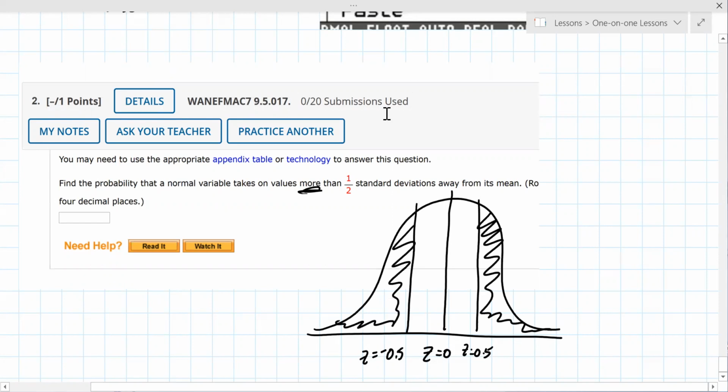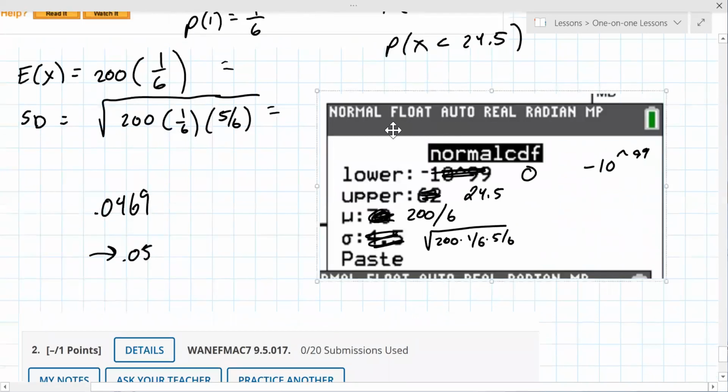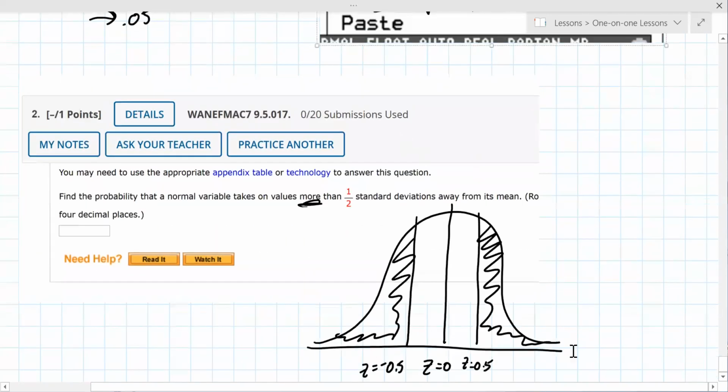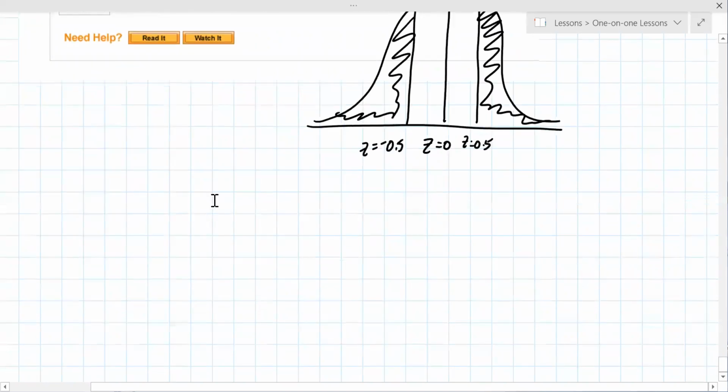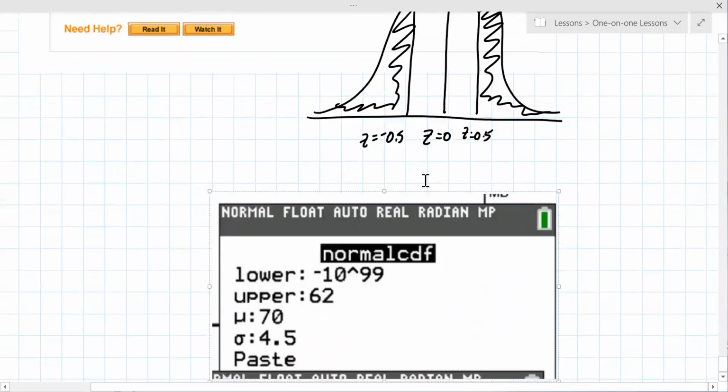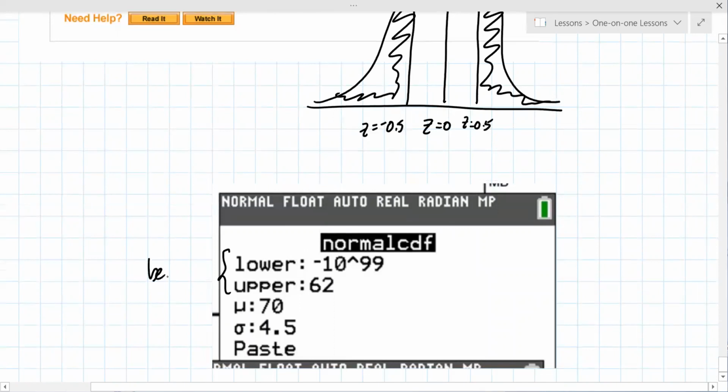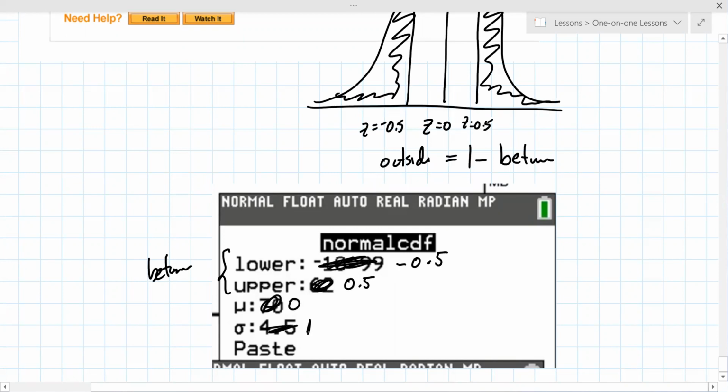Now you've used that normal CDF a couple of times. Notice it doesn't have an outside case. It just has a between. And that's what this means. This means between. So if you want outside, which is what you want in this problem, you do 1 minus the between. So you get that between value. Your lower is minus 0.5 and your upper is positive 0.5. Mean is 0, sigma is 1. You get the between, and then you do 1 minus that.